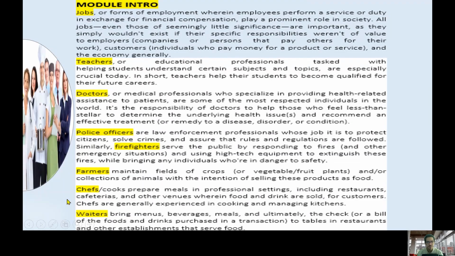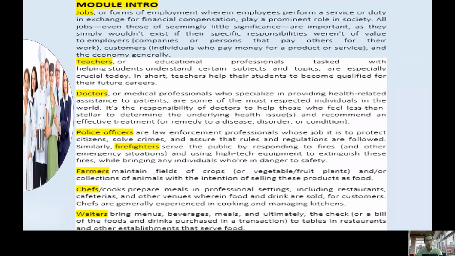On a similar note, actually, we have firefighters as well. These are the people that respond to fires and make sure that they help the people in danger from burning in, say, a building or in a place that has been taken over by a wildfire, for example.